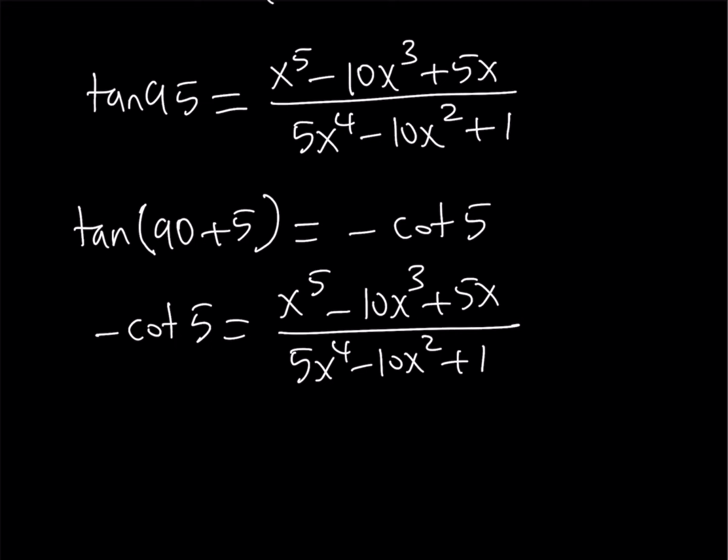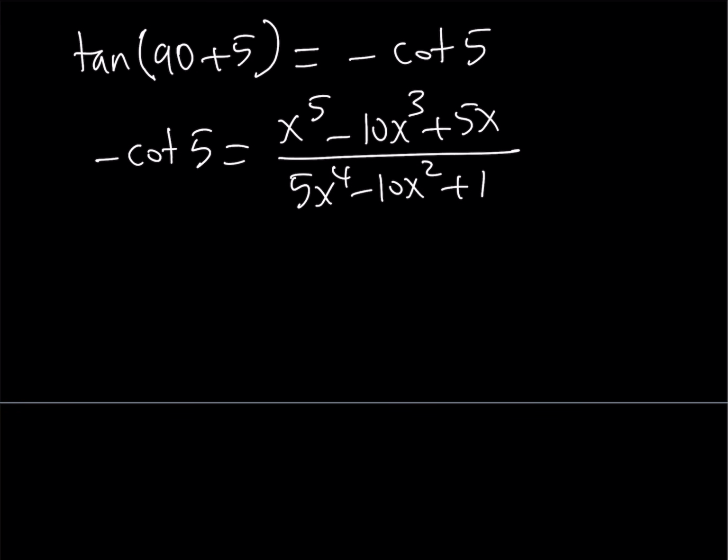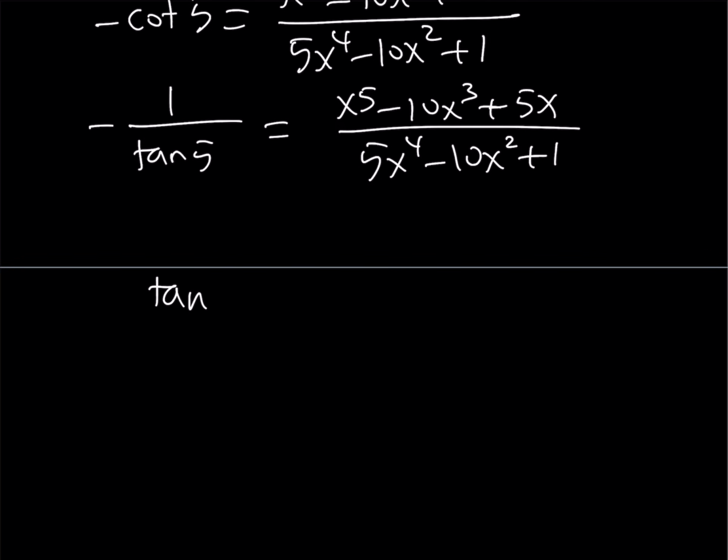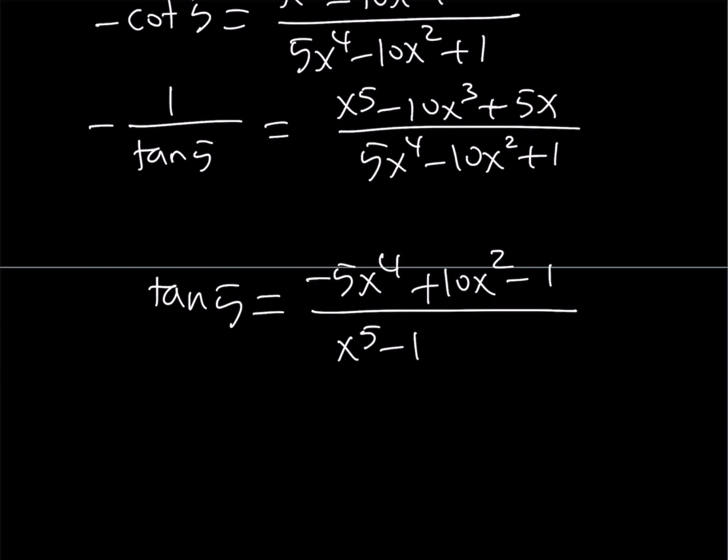Now, I want to be able to get tangent 5 from here. So remember that negative cotangent 5 can be written as negative 1 over tangent 5 equals this. And from here, I can just flip and negate and get the answer that way in terms of x. Since negative 1 over tangent 5 is going to equal the reciprocal of this but negated, it's going to look like negative 5x to the 4th power plus 10x squared minus 1 divided by x to the 5th minus 10x cubed plus 5x.